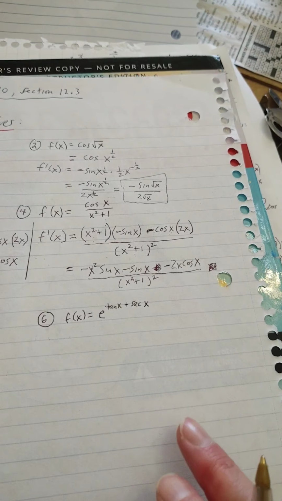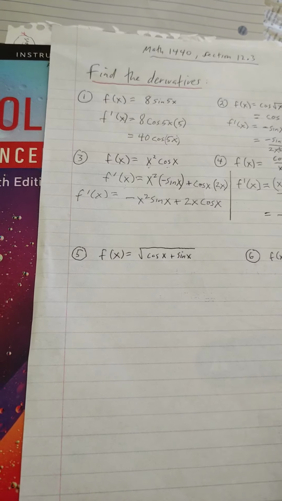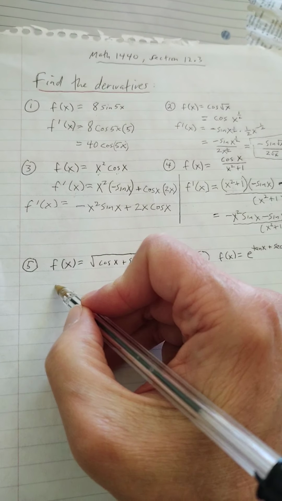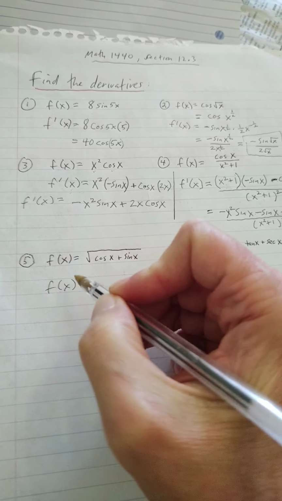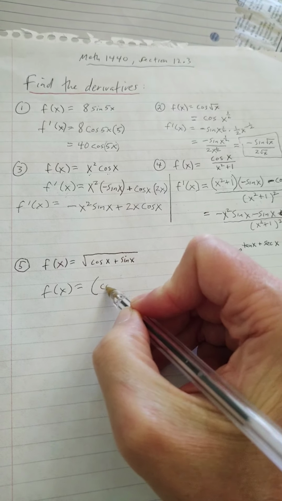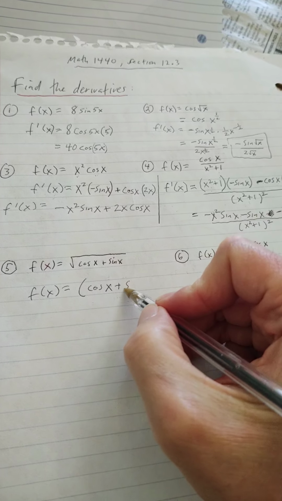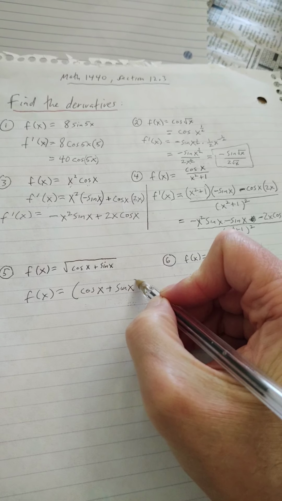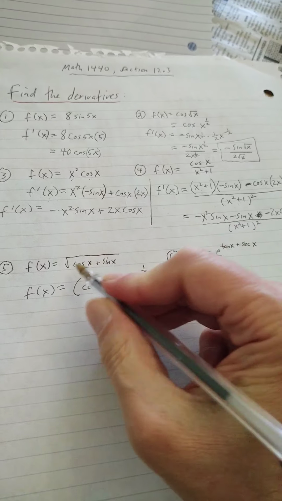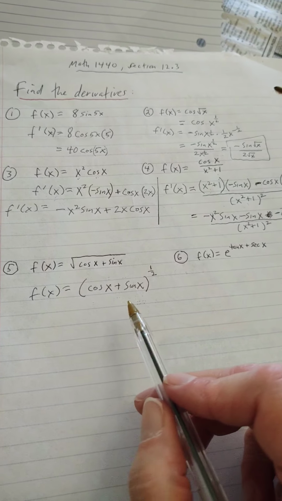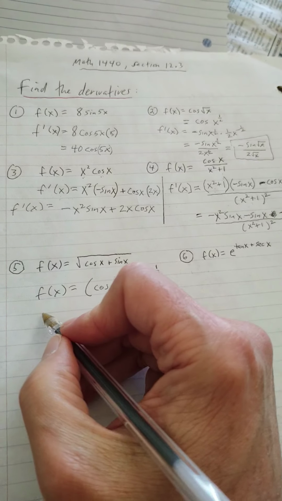Done with that problem. Okay, let's go to number 5. So when I see this problem, the first thing I'm going to do is get rid of the square root. So let's still keep f of x, but now think of it as cosine x plus the sine of x, all raised to the 1/2 power. If this were a cube root, I would write 1/3 power. Okay, now that I have it simplified, let's take the derivative.